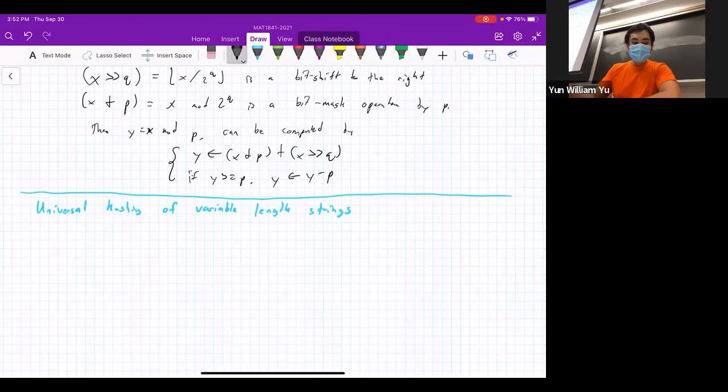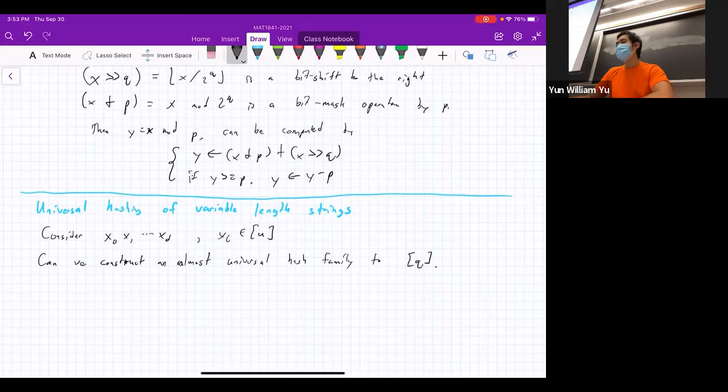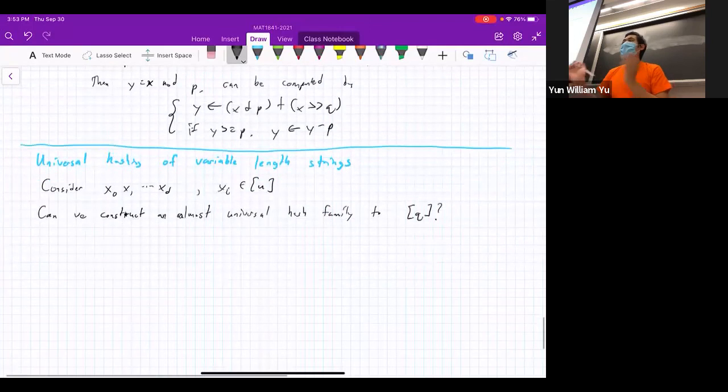Okay, so consider x0, x1 through xd, where each xi is in our universe. What we want is, can we construct an almost universal hash family to some range Q? It's going to be approximately universal. It's not quite going to be universal. And the answer to this is yes.